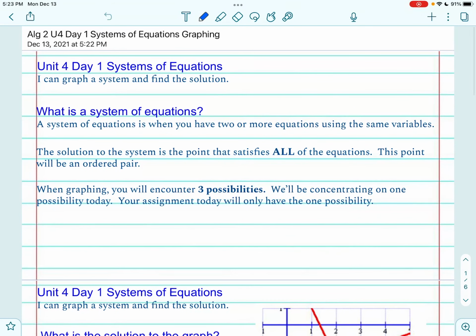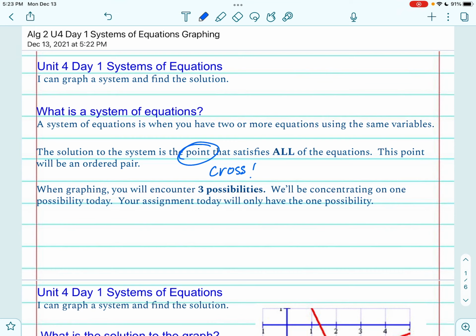Hey, so we are going to start Unit 4, and we're going to be talking about systems of equations, and we're going to be graphing them. So a system of equations is when you have two or more, and they all use the same variables. For us, it'll almost always be x and y. And the solution is an ordered pair, which is the point, right? It's the point at which they cross. Okay, so it's the point at which two lines cross.